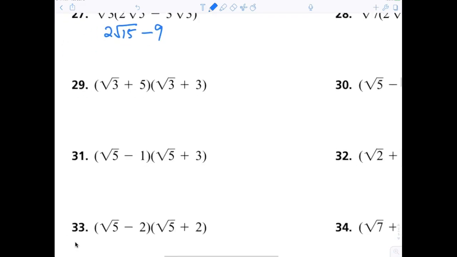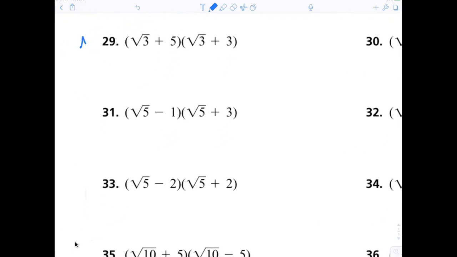Now I want everybody to take a look at 29. Now, if I said something like x plus 2 times x minus 3, we did x times x, then we did the smiley faces, and then we multiplied, correct? That's why I teach it that way. Because we're going to apply that to this. Nothing different. So what's square root of 3 times square root of 3? 3. We don't say square root of 9. We say 3.